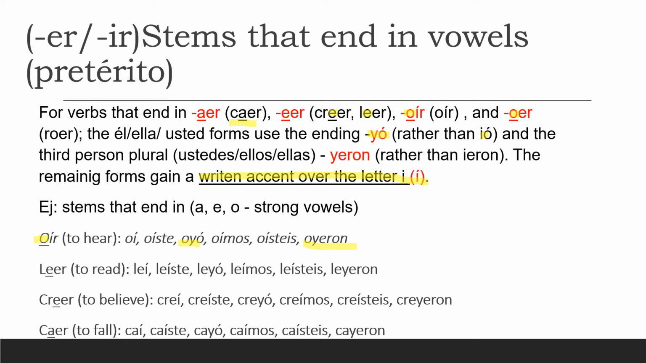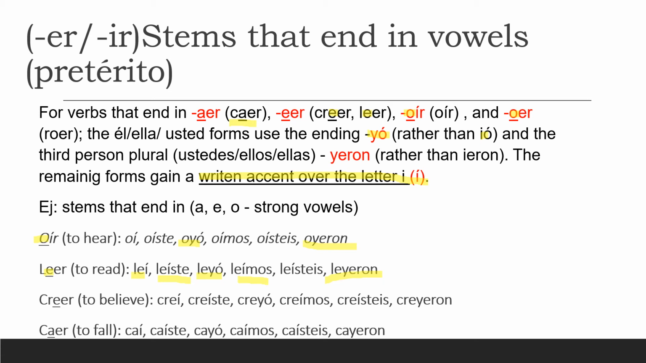This is the verb that we are seeing in this lesson, the verb leer. So when you drop the ER, what do you have? You have a vowel. So this is how you conjugate the verb leer. Make sure you put an accent mark on every single I. Leí, leíste, but the él, ella, usted form, you're going to switch the I to a Y. Leyó, leímos, leyeron.